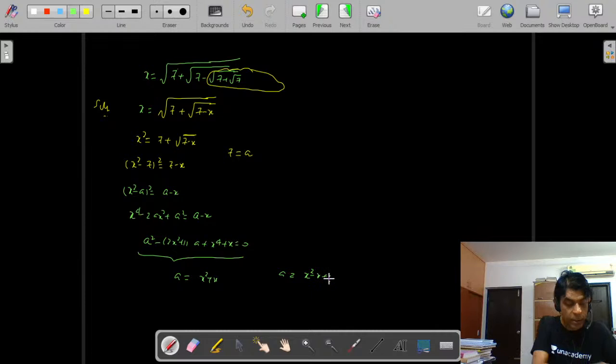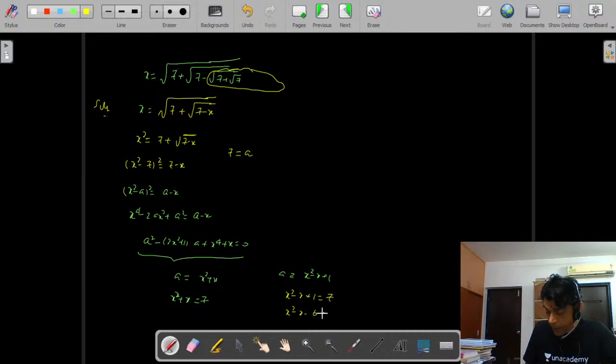This we got. If we got this, then now is the time to put the values of 7. So I'll write x squared plus x equal to 7, and I'll also write x squared minus x plus 1 equal to 7. So I get x squared minus x minus 6 is 0. That nicely factorizes. It turns out to be x minus 3, x plus 2 equal to 0.